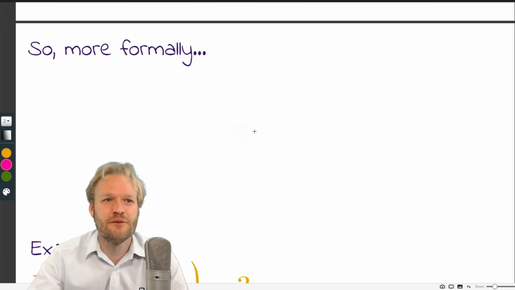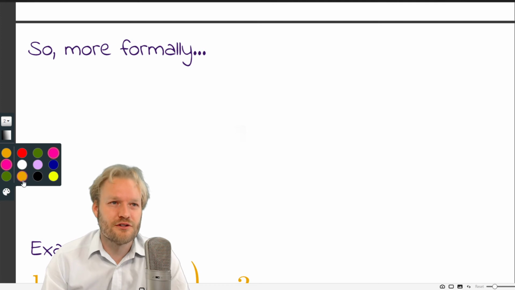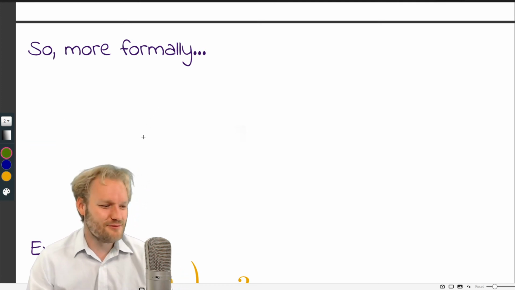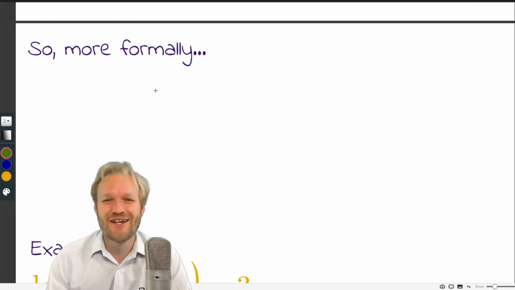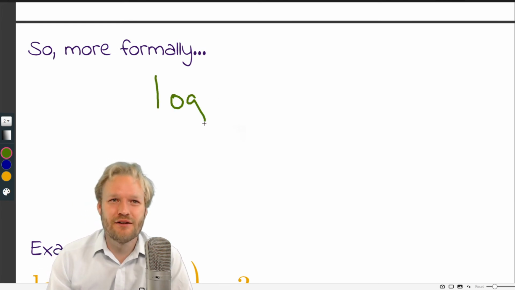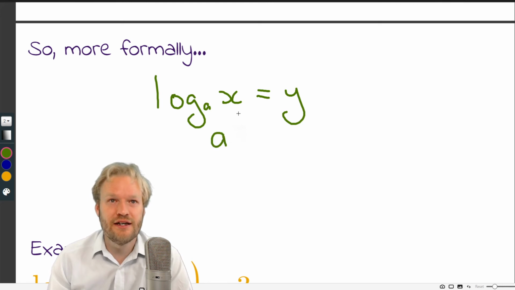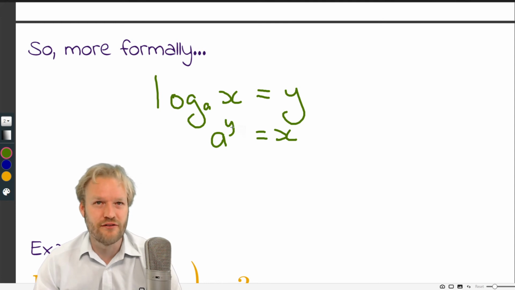So, more formally, logs. If we take the log of x with base a, and remember I'm writing the a as a subscript but on the same level as log, equals y, what that means is that a to the power of y equals x, and vice versa. So if we're given a to the y equals x, then log base a of x equals y.